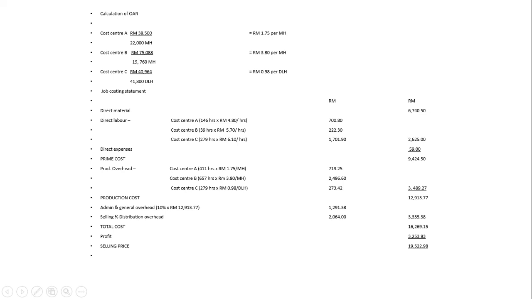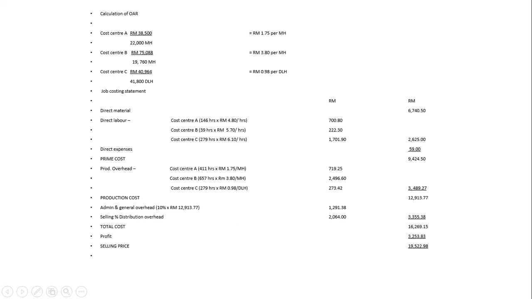And plus the non-manufacturing overhead. So we have admin and selling. Right? So admin and general overhead, they already mentioned 10% on the production cost. So 10% times the 12,913.77. Then we get 1,291.38. Then the selling and distribution, they already gave 2,064. Then we get in total for the non-manufacturing 3,355.38 total up.